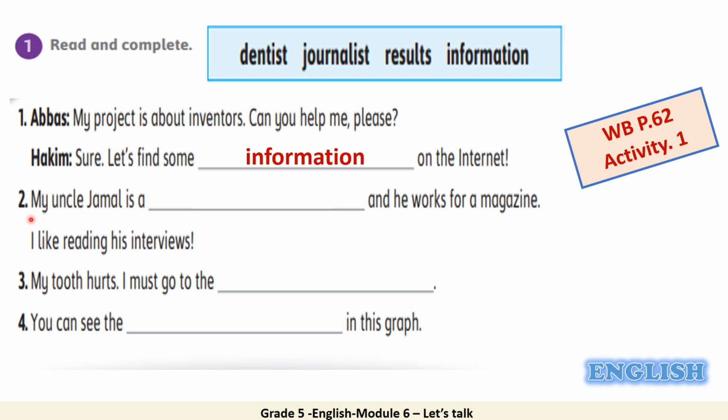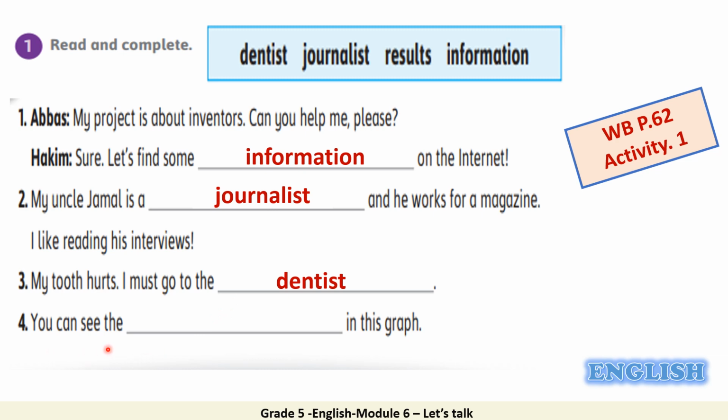Number 2. My uncle Jamal is and he works for a magazine. I like reading his interviews. Who works for a magazine? Good job. He is a journalist. My uncle Jamal is a journalist and he works for a magazine. Number 3. My tooth hurts. I must go to the. If your tooth hurts, you must go to the. Good job. The dentist.